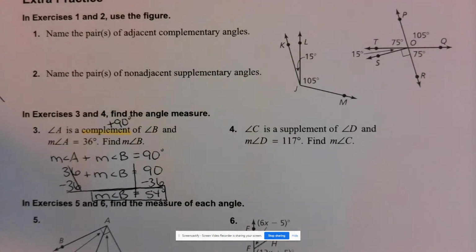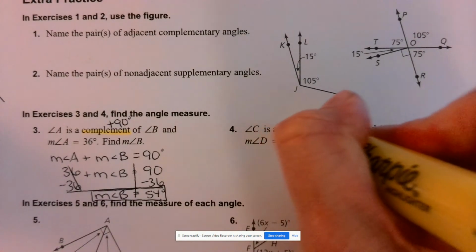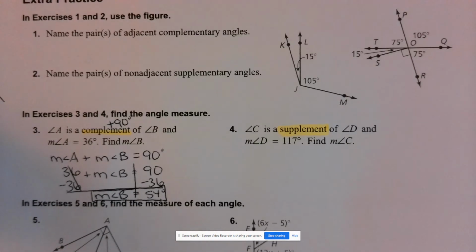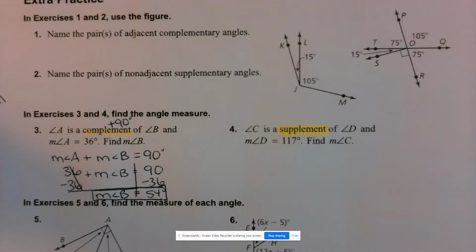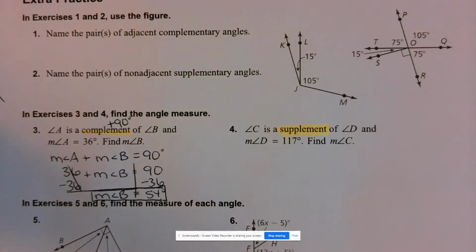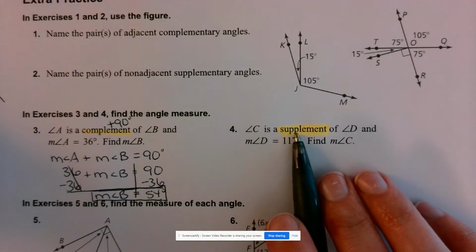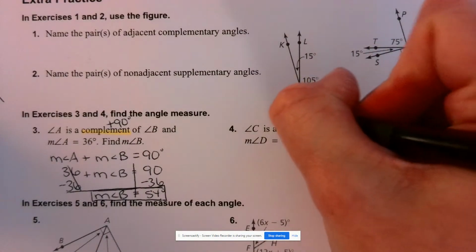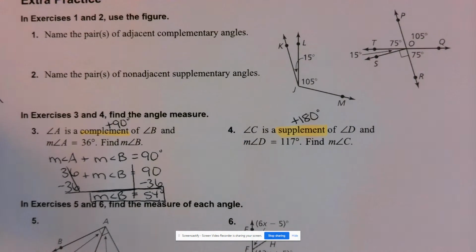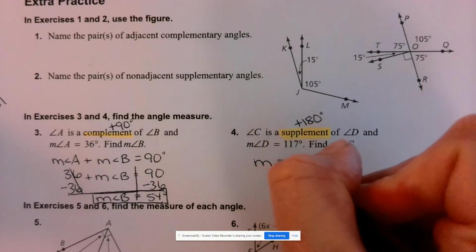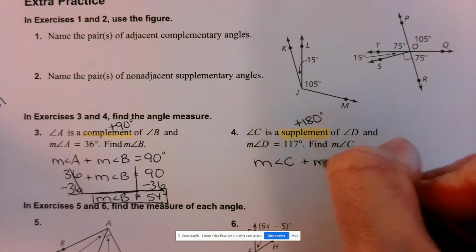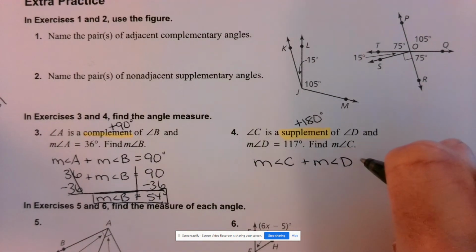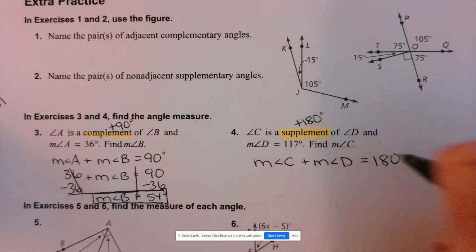All right, number 4. Angle C is a supplement of angle D, and the measure of angle D is 117 degrees. Find the measure of angle C. So again, we need to find a missing angle, but this time, angle C is a supplement of angle D. Remember, supplementary angles add up to 180 degrees. So this time, our equation will look like this. The measure of angle C plus the measure of angle D must equal 180 degrees.